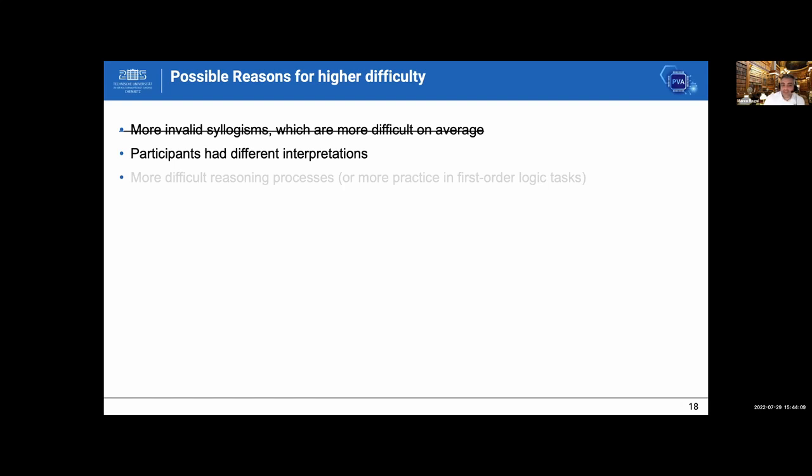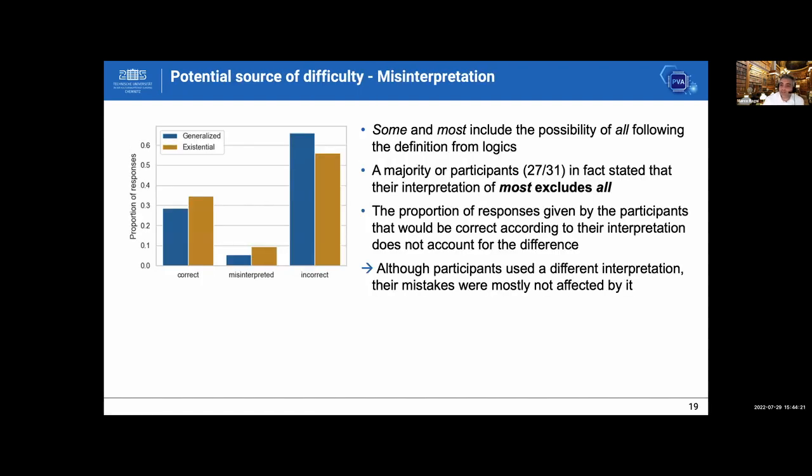The second one could be, well, we have presented this to logical naive reasoners, so maybe participants had different interpretations for that. How can we approach this? Well, "some" and "most" include the possibility of "all", following from the definitions from logic. Of course, we know Gricean implicature and so on, but the question is, what is it in each individual? We see that Gricean does not hold for each and every individual. A majority of participants in fact stated that their interpretation of "most" excludes "all". So Grice is okay.